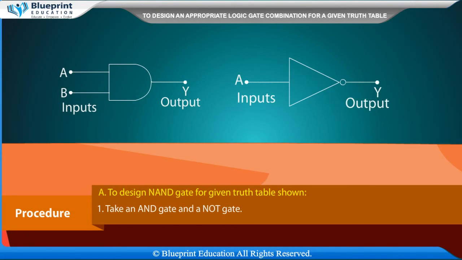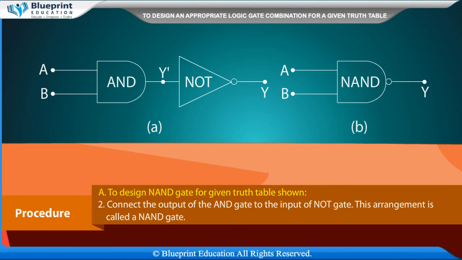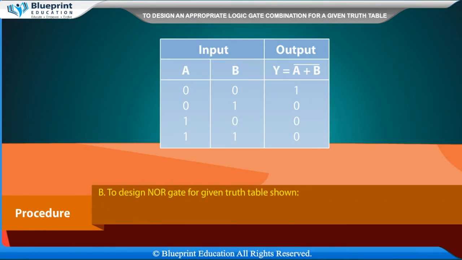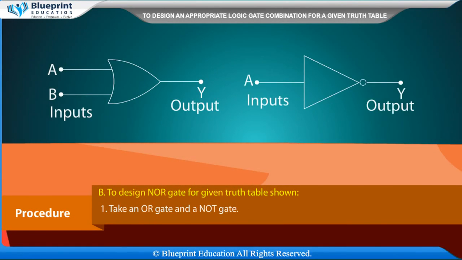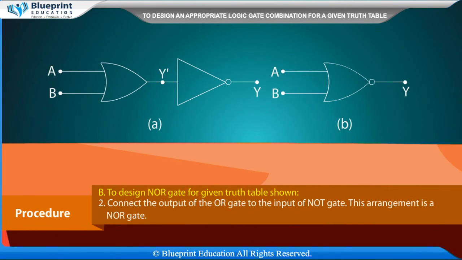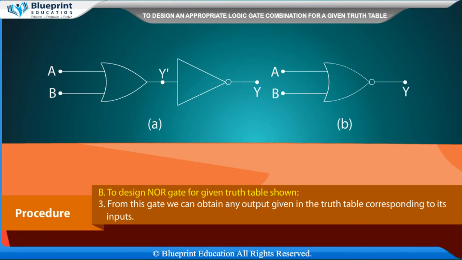Take an AND gate and a NOT gate. Connect the output of the AND gate to the input of NOT gate. This arrangement is called a NAND gate. From this gate, we can obtain any output given in the truth table corresponding to its inputs. To design NOR gate for given truth table shown. Take an OR gate and a NOT gate. Connect the output of the OR gate to the input of NOT gate. This arrangement is a NOR gate. From this gate, we can obtain any output given in the truth table corresponding to its inputs.